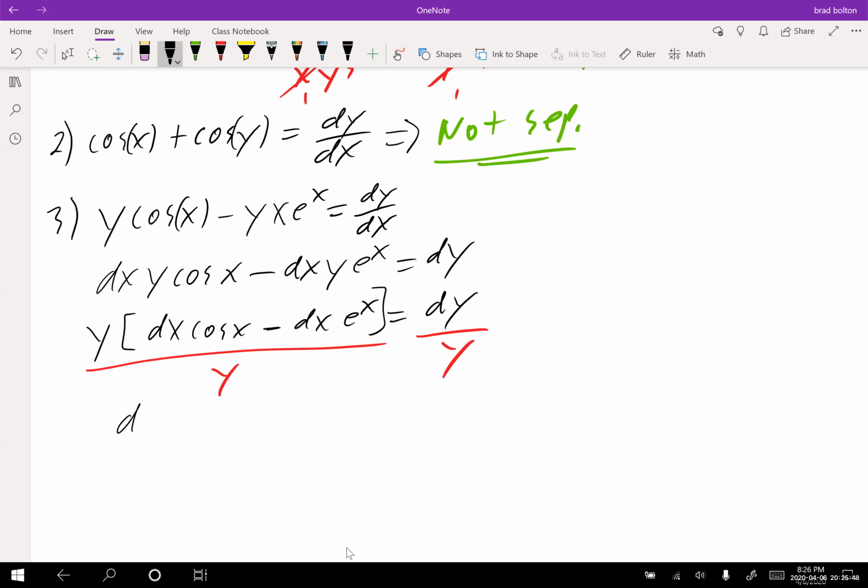So I now have dx. Now the left-hand side, both have dx's in common. So I guess I could have done this from the beginning. Yeah, I could have factored out the y from the beginning. I didn't need to distribute the dx. That's my fault. And then we have cosine x minus e to the x equals dy over y.